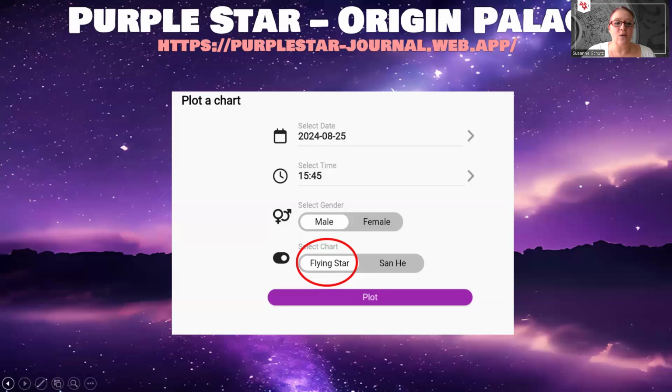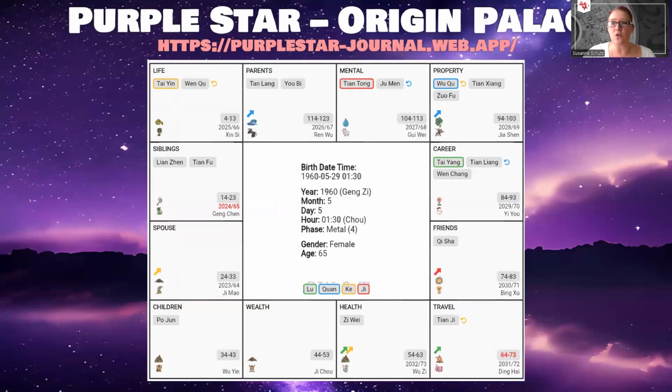All right. So then once you have plotted your chart, you will get something like this. And as you can see, this already looks very, very different than a Bazi chart. You don't even see any Chinese characters here. Now, what we are looking at today is specifically your origin palace.